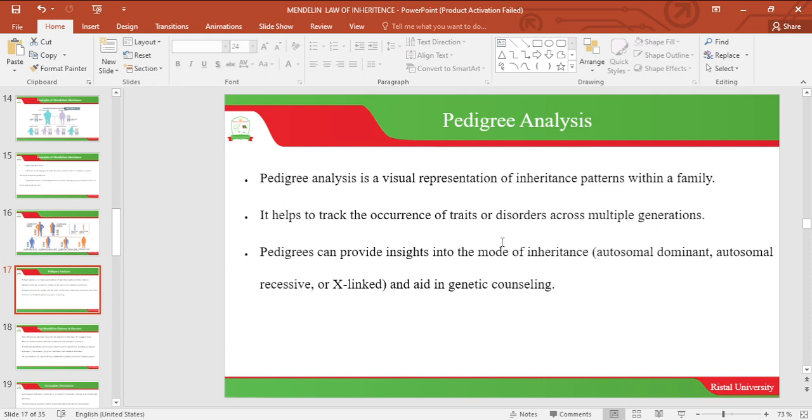Let's look at pedigree analysis. Pedigree analysis is a visual representation of inheritance patterns within a family. The pedigree analysis helps to track the occurrence of traits or disorders across multiple generations. Pedigrees can provide insights into the mode of inheritance, whether it is autosomal dominant, autosomal recessive, or X-linked, and aid in genetic counseling.